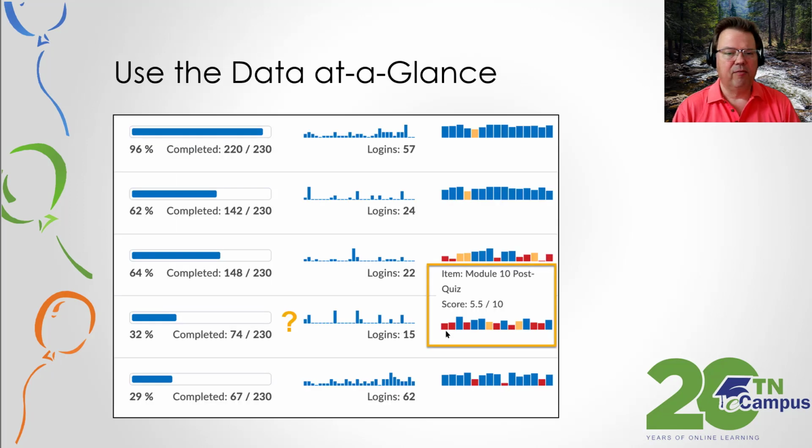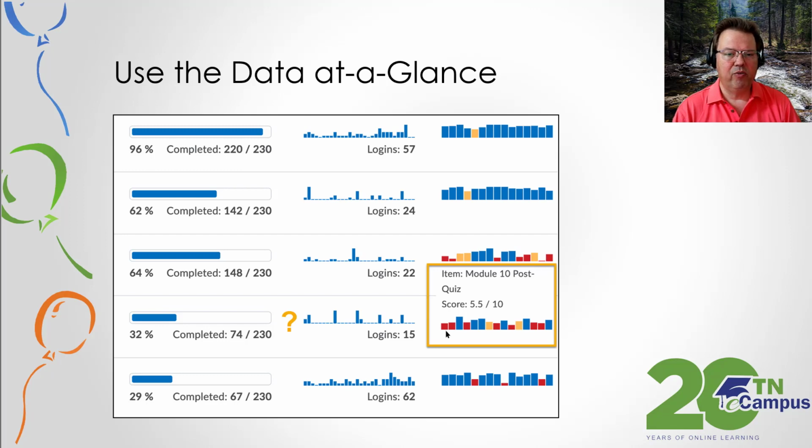So why is that a big deal? Or why is it important for us to have this information? Well, you can see this first student, and by the way, there would be student names over here, has completed 96% of the content, 220 out of 230 content pages, has logged in 57 times, and judging by the blue scores, has at least made good passing grades. One a little bit questionable, but at least no failing grades.